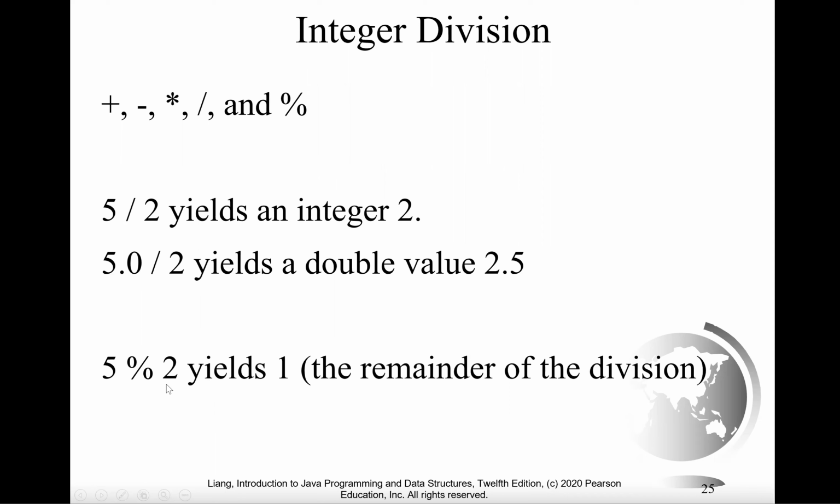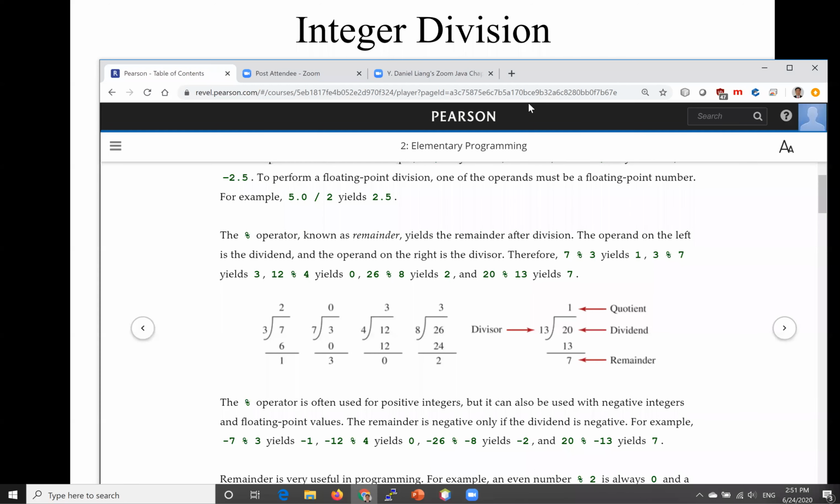Remainder is the remainder of the division. Look at this example here. What is 7 remainder 3? That is 1. So y is 1, since 7 divided by 3, the remainder is 1. 20 remainder 13 is 7. So 20 divided by 13, the remainder is 7.